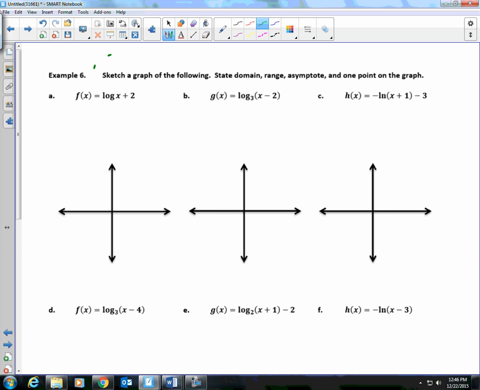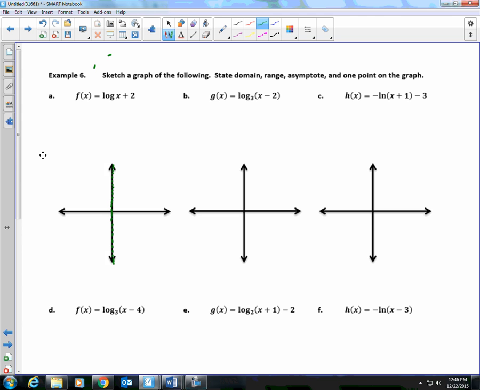Okay, log of x plus 2. So we just want to identify the shift. What happens with the shift? Is the plus 2 on the outside or inside? It's on the outside. So it already has a vertical asymptote of x is equal to 0.